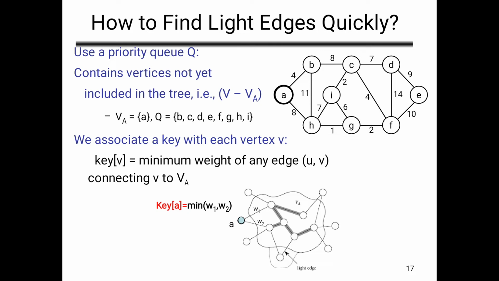And we are seeing on the screen, use the priority queue Q containing vertices not yet included in the tree, that is V minus VA. VA is equal to A and Q equals B, C, D, E, F, G, H, I. A is not included here because that is the source node. And we associate a key with each vertex V. Key of V is equal to the minimum weight of any edge (U, V) connecting V to VA. Observe this one second.